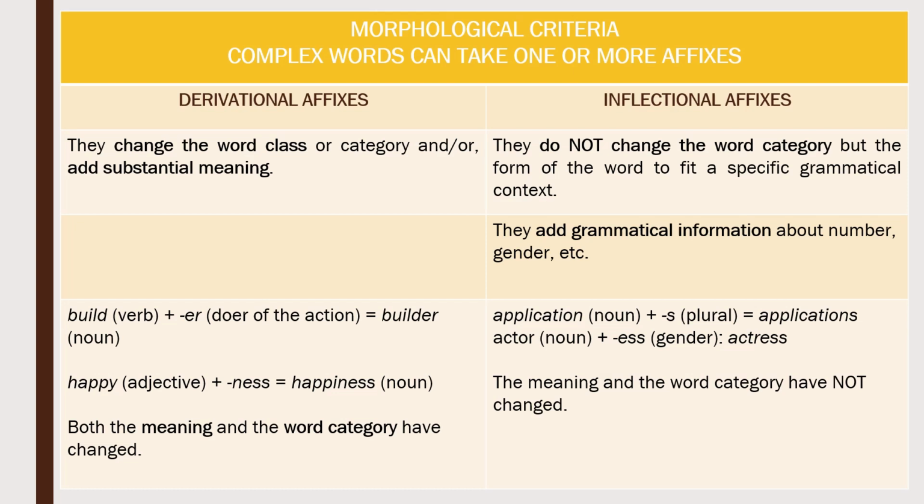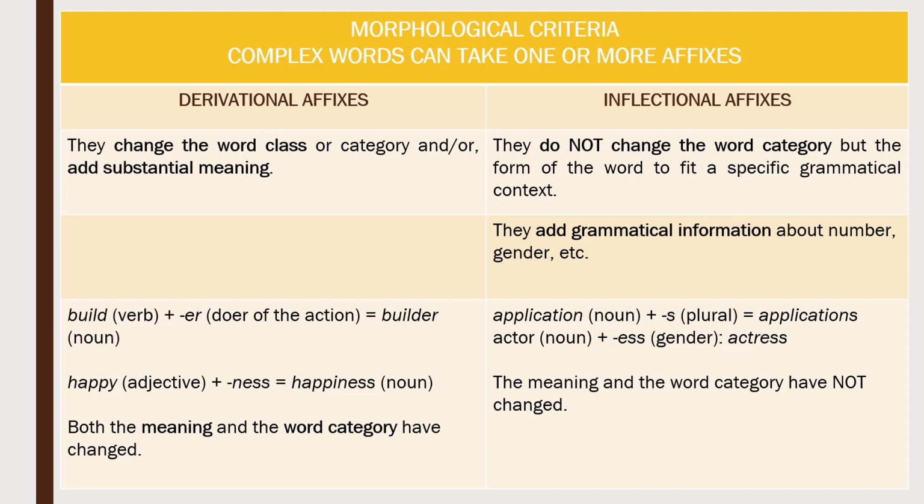In connection to plural forms, we will see that this information is related to morphological criteria, that is, to the word's internal properties. And in relation to this description of words, it is important to know that there are 2 different types of affixes: derivational affixes and inflectional suffixes. It is important to bear in mind their differences because they encode different types of information. While derivational affixes change the word class or category or may add substantial meaning, inflectional affixes do not change the word category, but the form of the word to fit a very specific grammatical context. That is, they add grammatical information about number or gender, for instance.